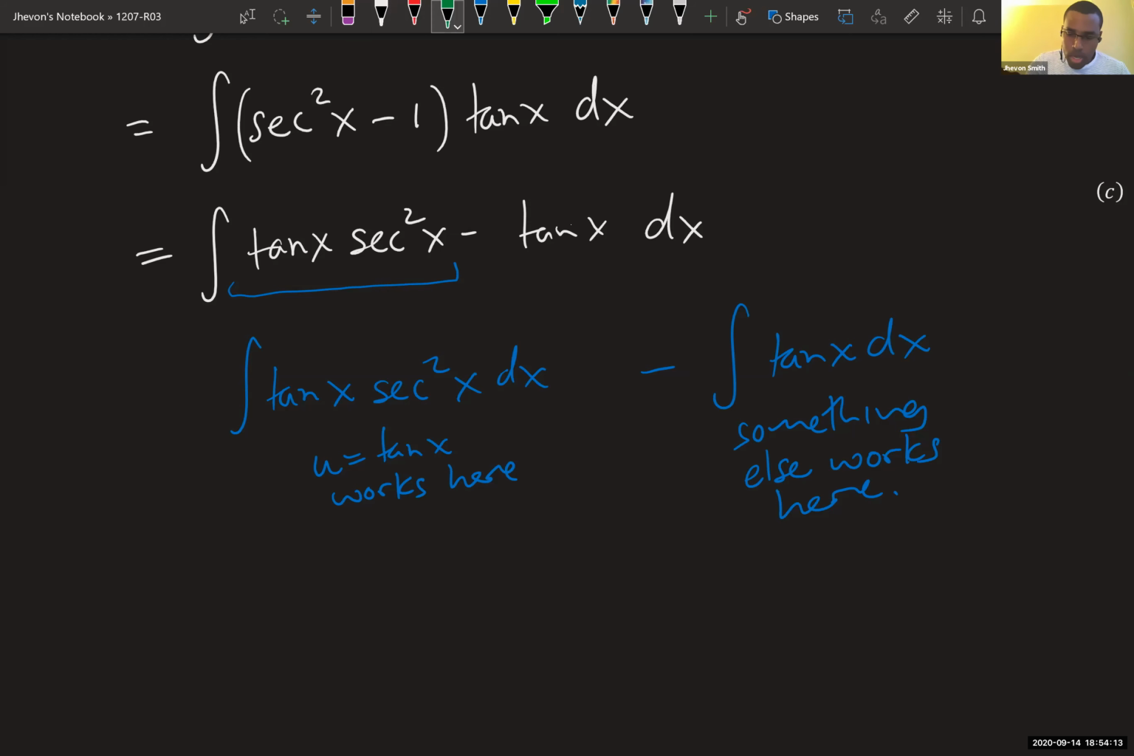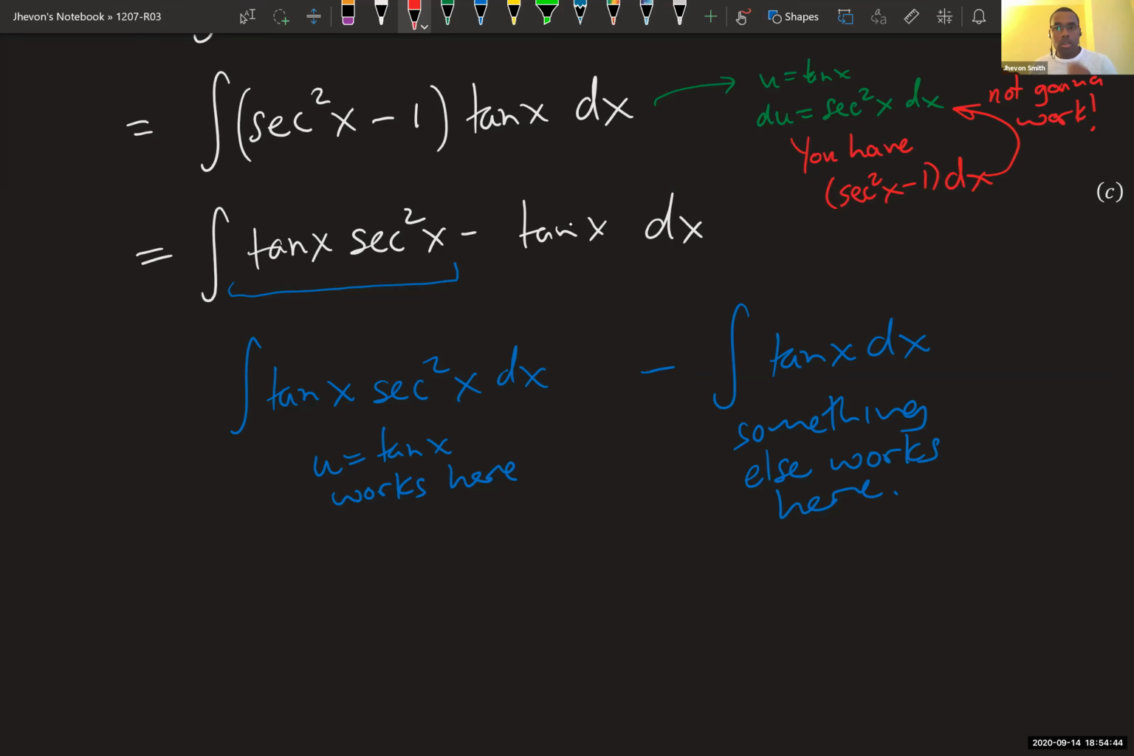Because if we went here and we said u equals tangent, your du would be secant squared, right? But you don't have secant squared dx. Other than the tangent, you have secant squared minus 1 dx, which is not going to work. Do you see that? Like you don't actually have the du.